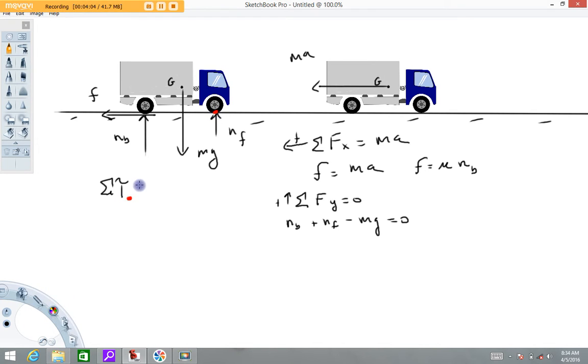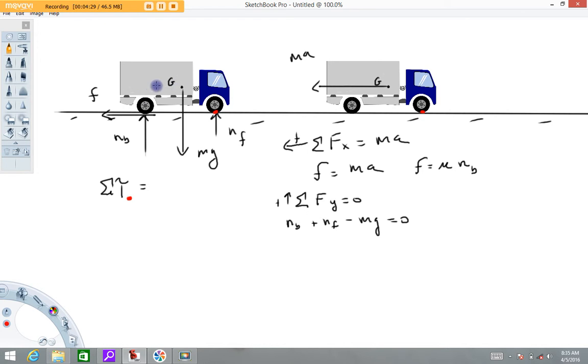Sum of all torques equals, not 0. Sum of all torques would equal 0 if we summed torques about G. But again, the red dot in my picture on the right is over here, and this MA produces torque about this point. All right, so before we even write this equation, we've got to talk some geometry here.